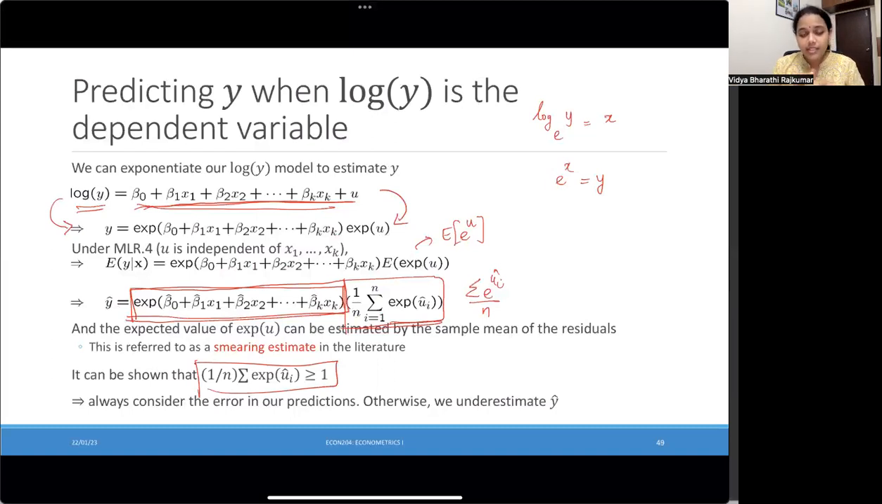This sort of prediction is referred to as a smearing estimate in the literature, and it helps us get better in how we predict using regression models.